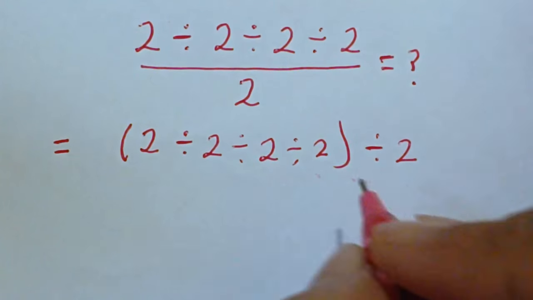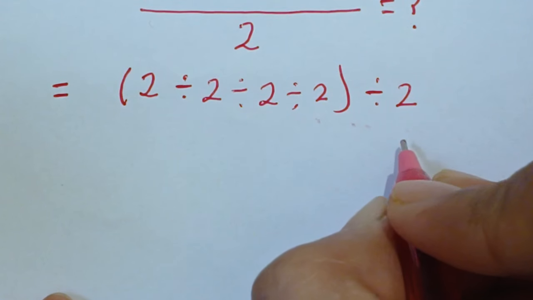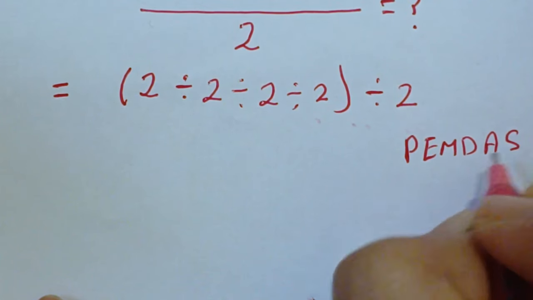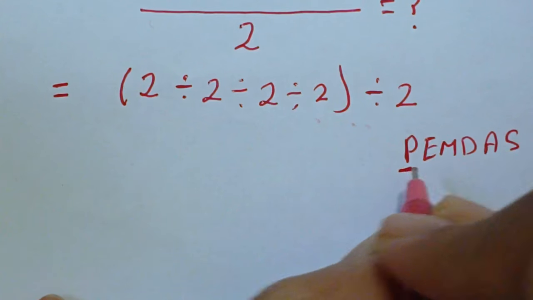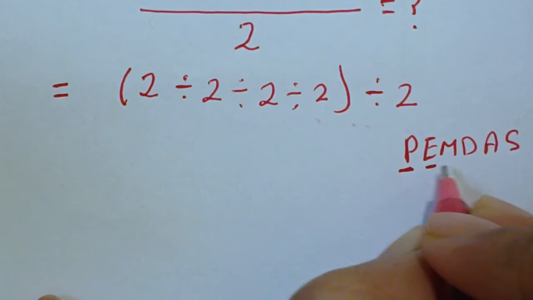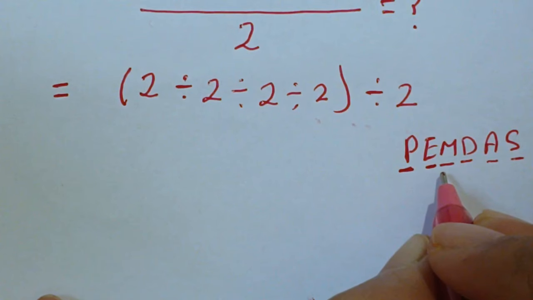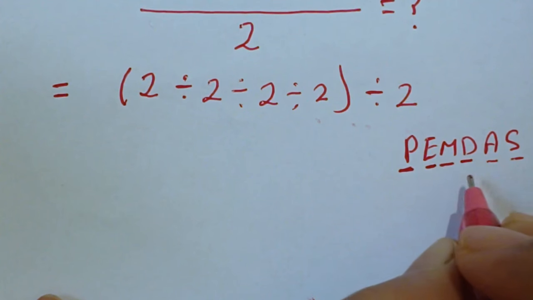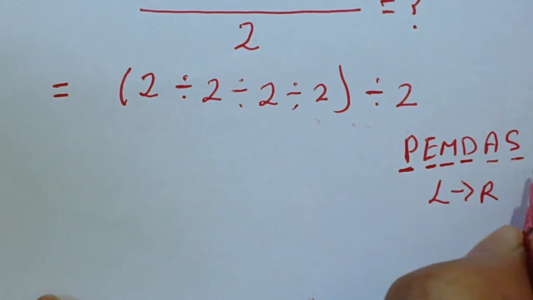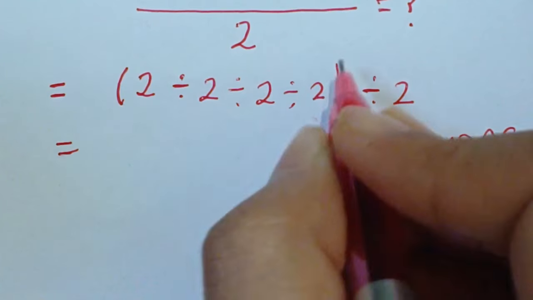Now, according to the order of operations, which is PEMDAS, first we'll do the parenthesis, the bracket part. Then exponent, multiplication, division, addition, subtraction. Here you have to remember multiplication and division both have equal priority, therefore we go from left to right. Same for addition and subtraction. So here first we'll solve this parenthesis.